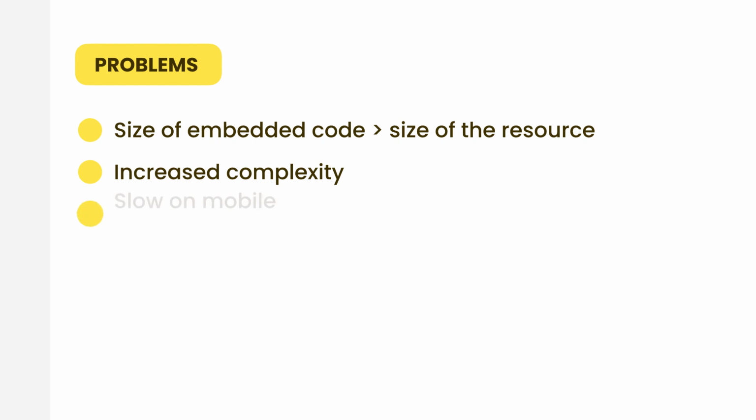And the third problem is that on mobile devices, data URLs are significantly slower to display than external images. Personally, I'm not a fan of data URLs because I think the benefits don't outweigh the drawbacks. That's why I've never used them in the past. But I know there are a lot of websites that use them, so that's why I cover them in this course. So in case you see them, you know what they are and how they work.